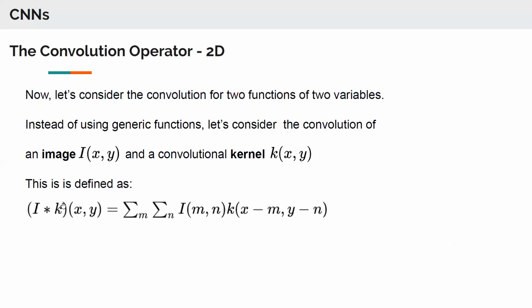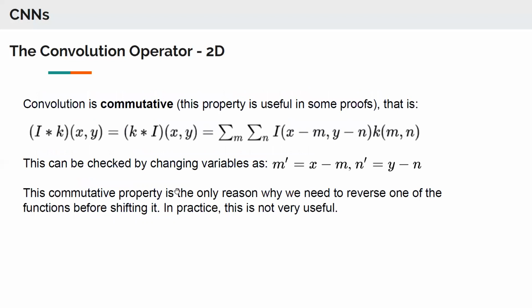And then if we look at the convolution of I with k, that's again the product of the two functions, where one of the functions is reversed and shifted. So this reversal in the definition of the convolution operator is actually important to get this commutative property. What that means is that I convolved with k is the same as k convolved with I. And this can be checked by changing variables in this formula.